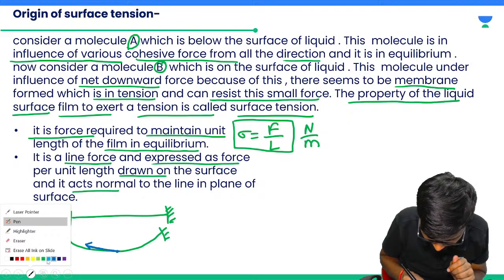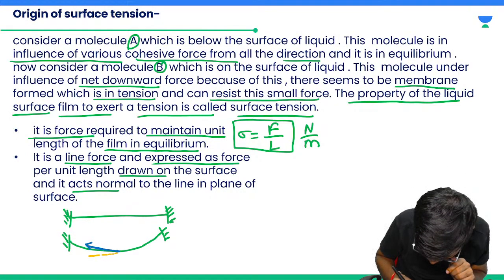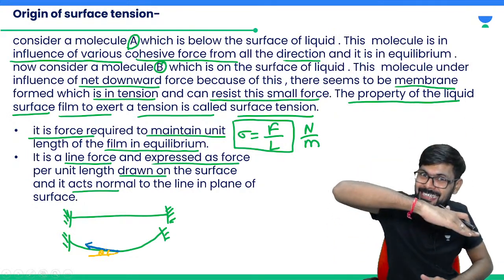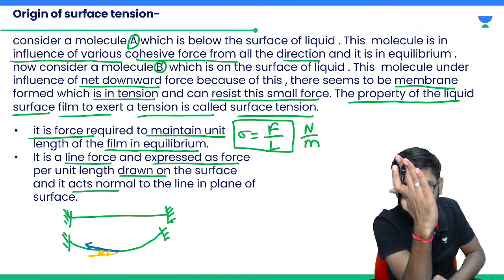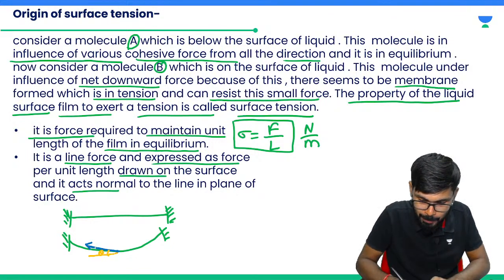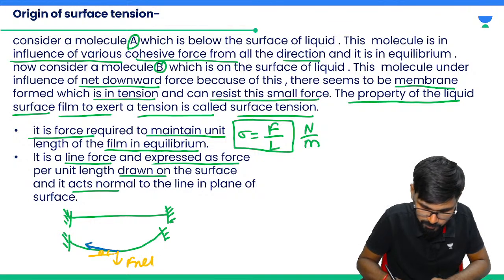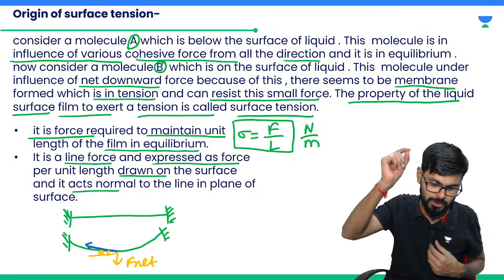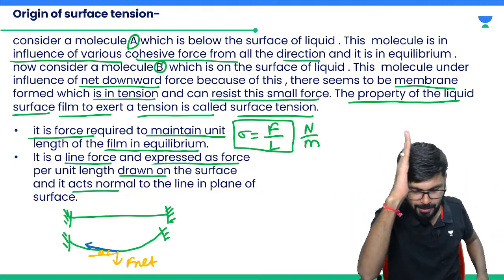Now please listen here. This is, let's say, theta, very, very small, infinitely small. Then one horizontal component will be there, one vertical component will be there. So the vertical component of this force is going to balance the F net. It is a line force and expressed as a force per unit length drawn on the surface and acts normal to the line in the plane of the surface.